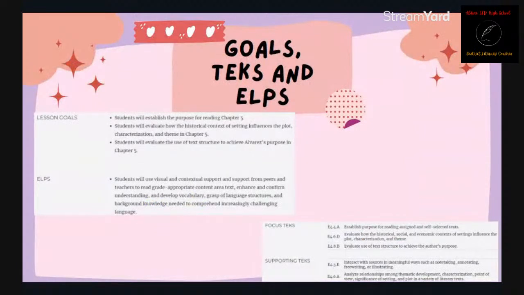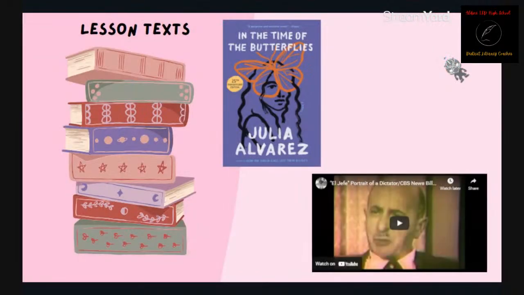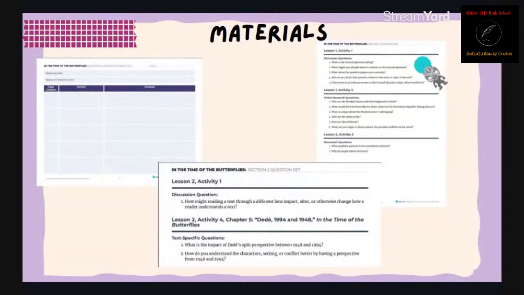In this lesson, students will establish the purpose for reading Chapter 5, evaluate how the historical context of setting influences the plot, characterization, and theme in Chapter 5, as well as the use of text structure to achieve Alvarez's purpose in Chapter 5. There are two texts for this lesson, In the Time of the Butterflies and the documentary El Jefe, Portrait of a Dictator.